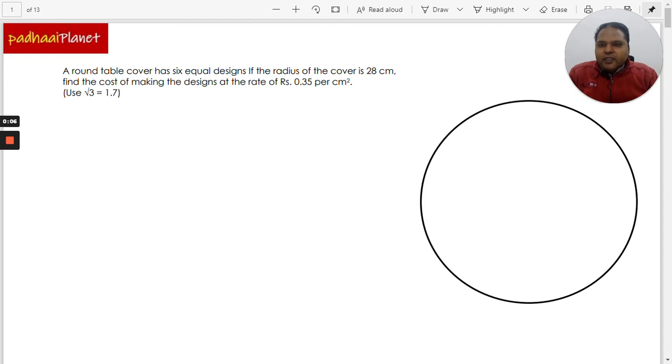The question says that a round table cover has 6 equal designs, and if the radius of the cover is 28 centimeters, find the cost of making the designs at the rate of rupees 35.35 per square centimeter. Right now, let's just work this out. How does it look like? So this is the center of the round table, and there are 6 equal designs, and the radius of the cover is 28 centimeters, so it looks like this in this question.